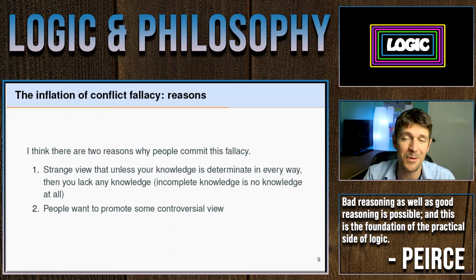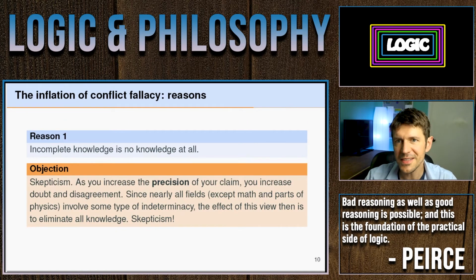The second reason is that people want to promote some controversial view, and they're not sure how to reject the dominant view that's out there. So let's look at examples of both of these. So I think some people might hold that incomplete or indeterminate knowledge is no knowledge at all. The problem with this view, though, is it just kind of leads to skepticism.